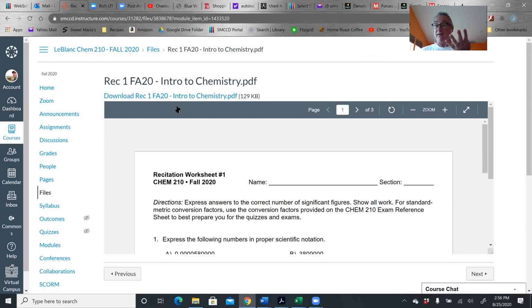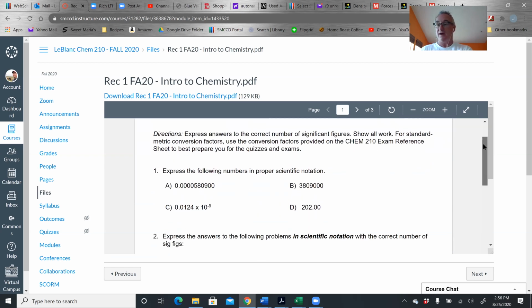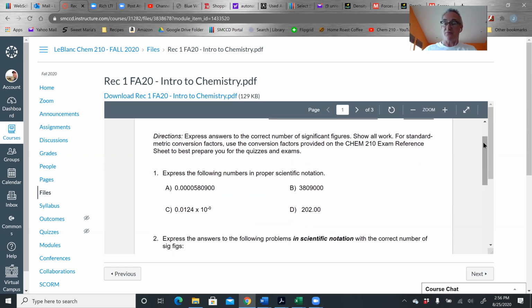So if you can print it out, that'd be nice. You can just download it, print it out, and then write right on it. If you don't have a printer or don't want to print or whatever, that's not a problem. You can just read the questions right here and answer them. Just write them down on a piece of paper. Make sure you show all your work, and then just submit it.